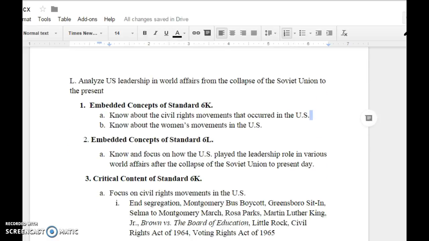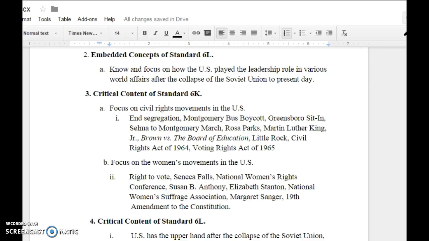Obviously, the embedded concepts of standard 6K would be to know about the civil rights movements that happened in the U.S., as well as the various women's movements. You have the embedded concepts of standard 6L, which would be to know and focus on how the U.S. played the leadership role in various world affairs after the collapse of the Soviet Union to the present day.